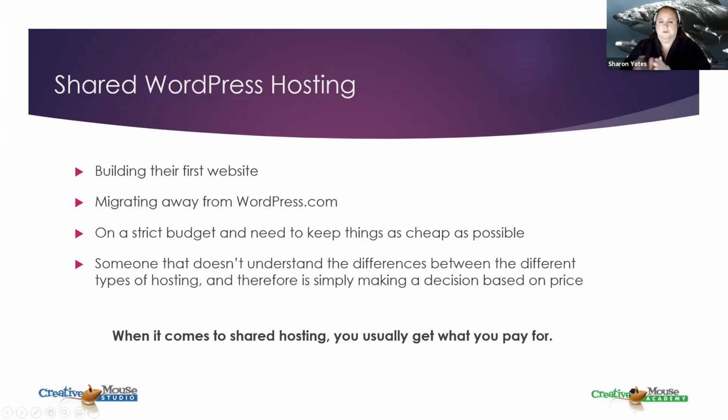This is known as the first crowd. It's typically people just starting out who choose to go with a low-cost shared WordPress hosting. And like I said, these include businesses like GoDaddy, Bluehost, HostGator, SiteGround, etc. Usually these are the people who are building their first website. They're migrating away from WordPress.com. They're on a strict budget, need to keep things as cheap as possible, or someone that doesn't understand the differences between the different types of hosting, and therefore simply making a decision based on price.